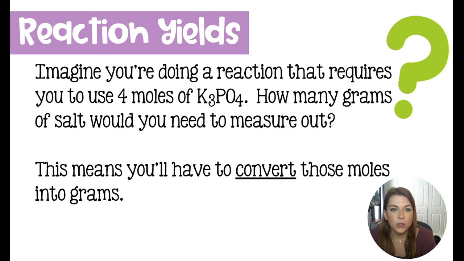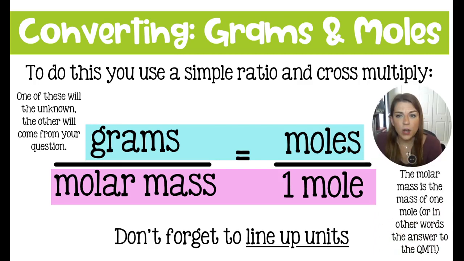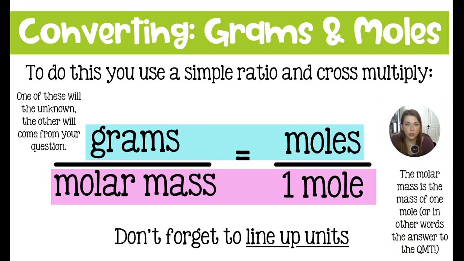Let's imagine we're doing this reaction and we need, for whatever reason, 4 moles of potassium phosphate. We have to figure out how many grams of potassium phosphate we're going to need here. So we're going to have to convert those 4 moles into grams. The good part is that we can very easily figure out the conversion factor. We are going to try to determine the ratio that we're going to set up here. So I've mentioned this before. Whenever I use a ratio, I kind of just talk myself through it.